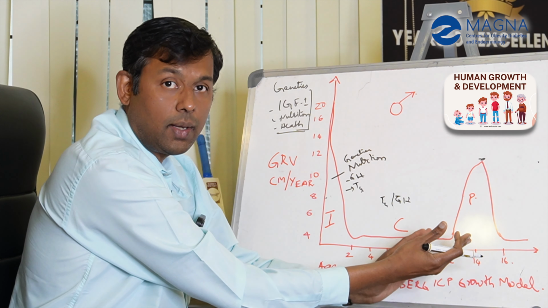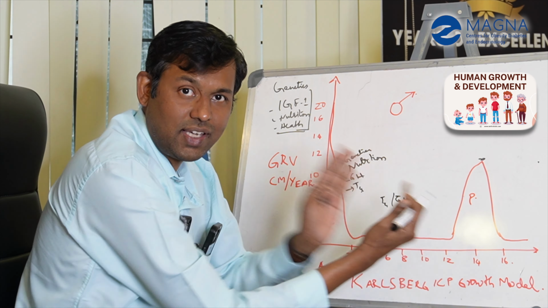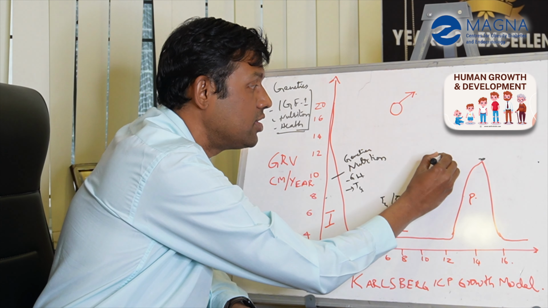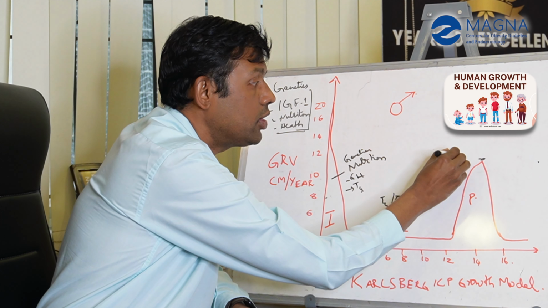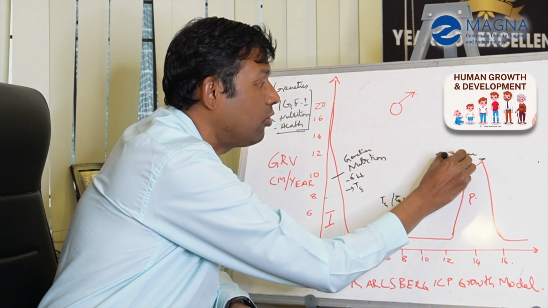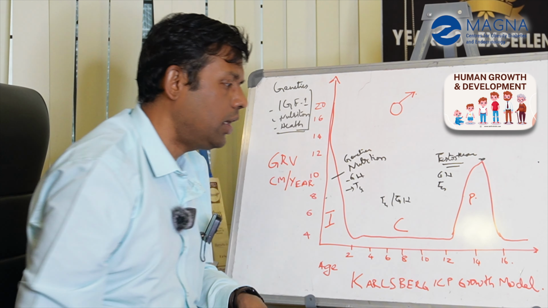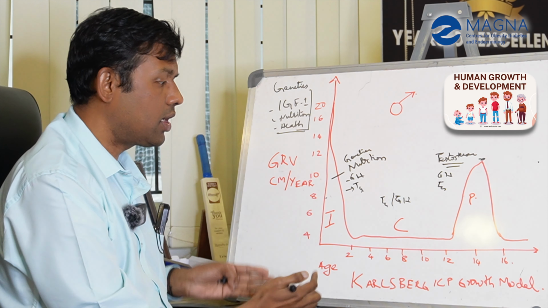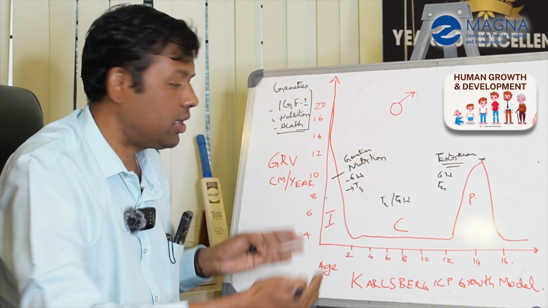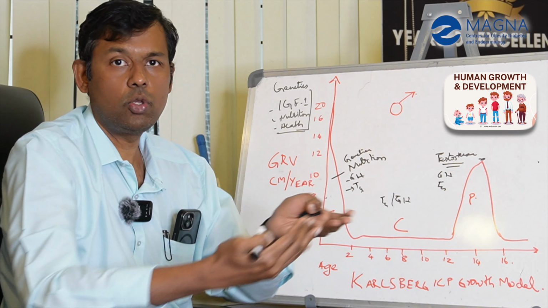Of course, when it comes to the pubertal phase, what is important? The sex hormones are important. Testosterone, since it's a boy. Testosterone is very important in this growth phase. Again, GH and thyroid hormone are important. So this is called the Carlsberg ICP growth model, the infancy, childhood, puberty growth model.